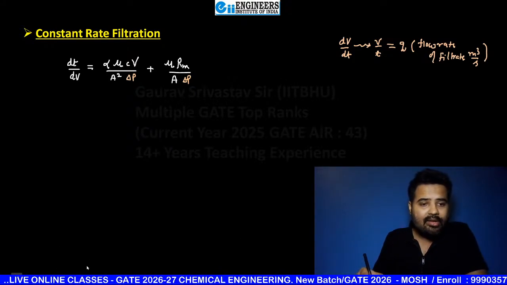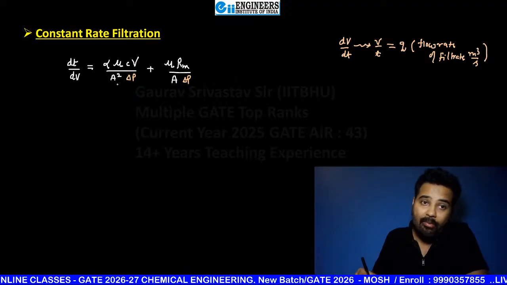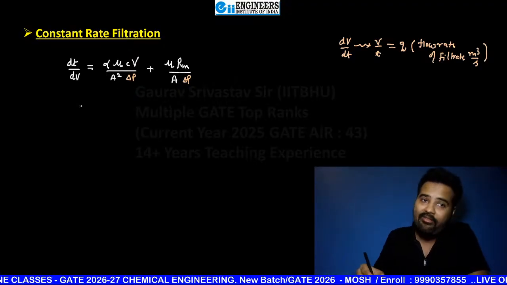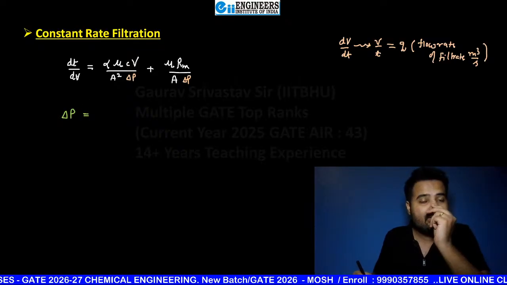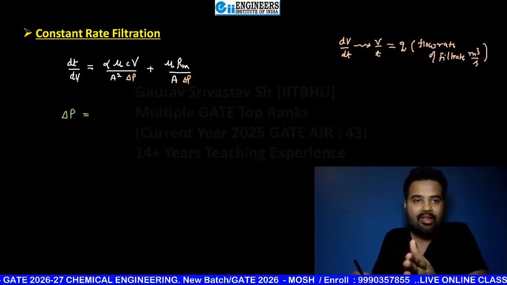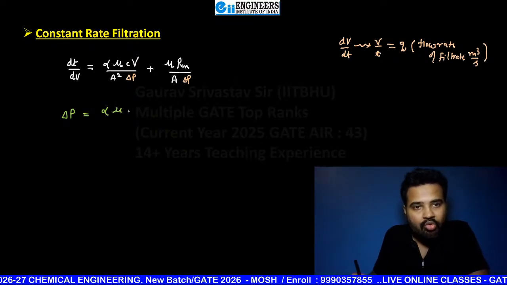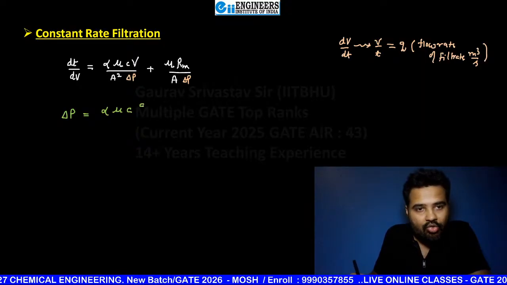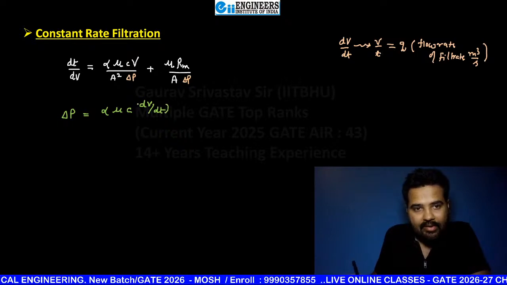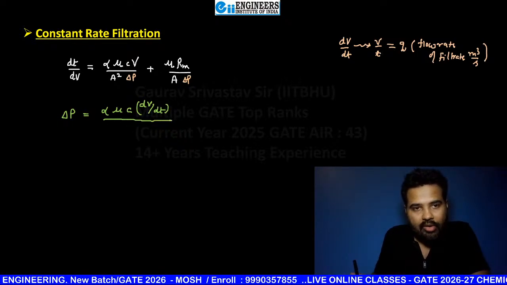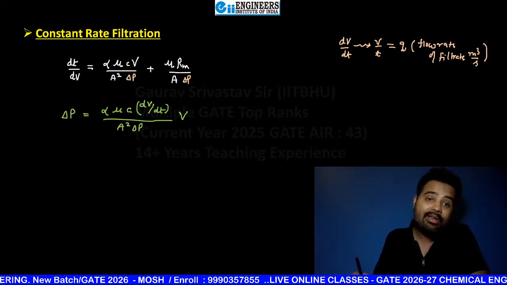Everyone crystal clear? So here I can write again this delta p. I am taking it common, then it will be 1 by delta p, and now I am writing this delta p on the left hand side. So it can be written as delta p equals, this is dt by dv, if I'm writing this on the right hand side, then it will be dv by dt. So I can now write that delta p equals alpha mu c into dv by dt and the whole upon A square, times v. This v is a variable one.